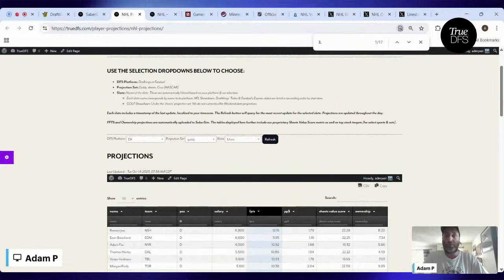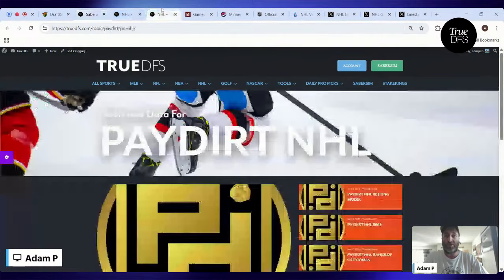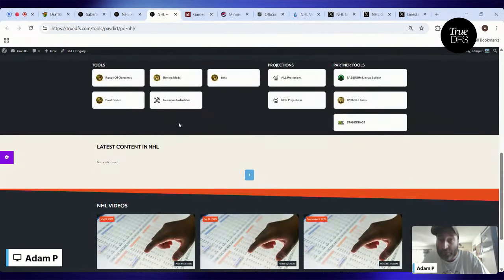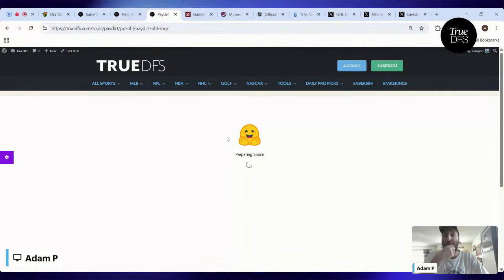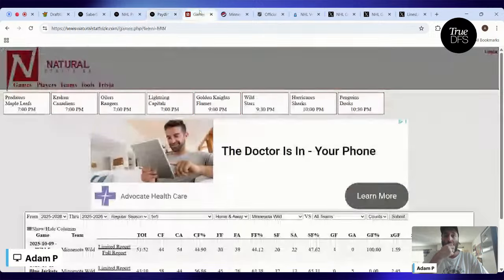Let's take a look at the Pater tools before we go to SaberSim. Let's see the range of outcomes tool, what we can learn there. Let's see if it confirms anything we like.